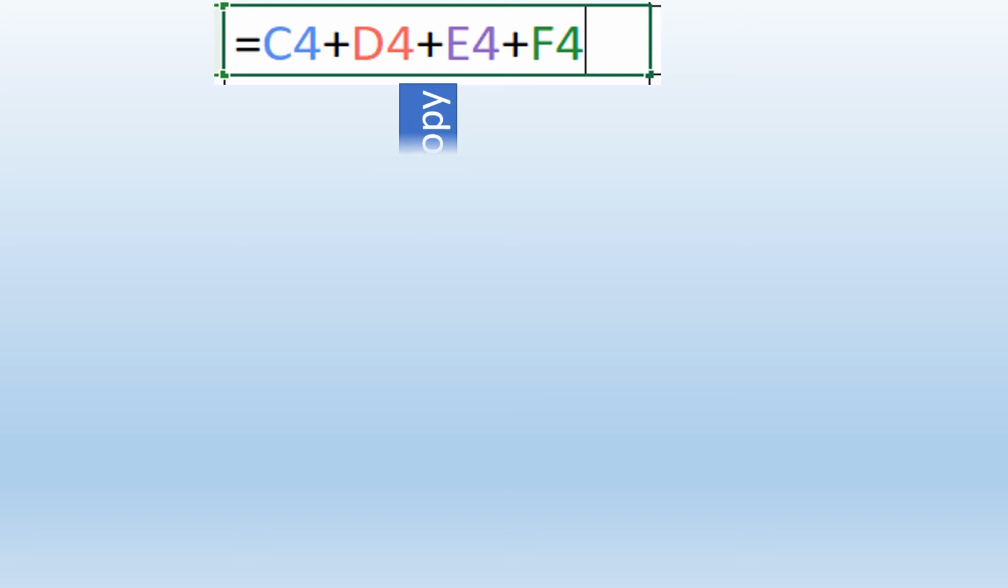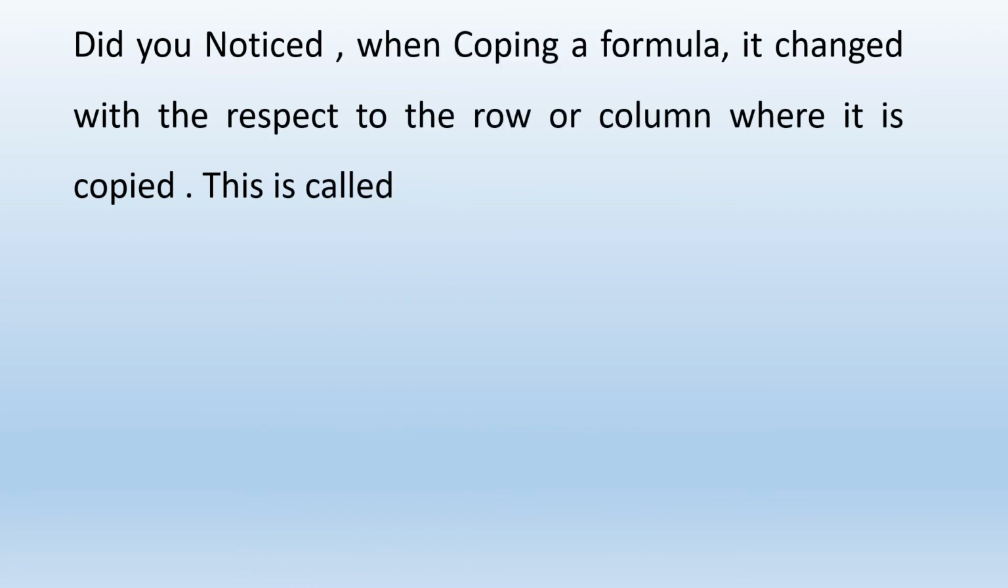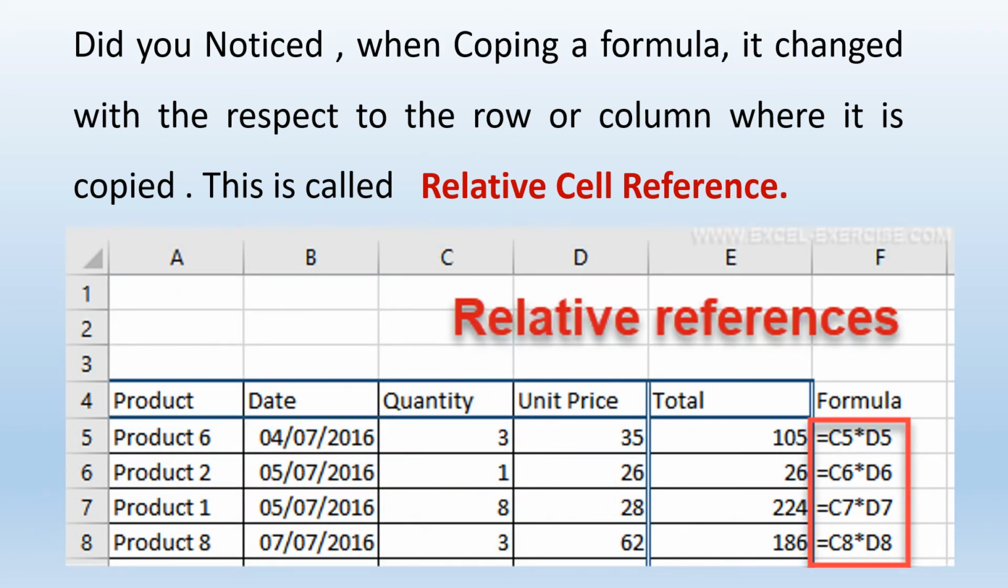Then after that you don't have to do this again and again. You just copy and paste the formula. It will change with the relevant cell references. Now I hope that you have noticed that the cells are changing once you copy and paste the formula. This thing we call relative cell references. See, the first one is the total of C5 plus D5. Then once we copy and paste the formula, it automatically takes the next cell addresses.